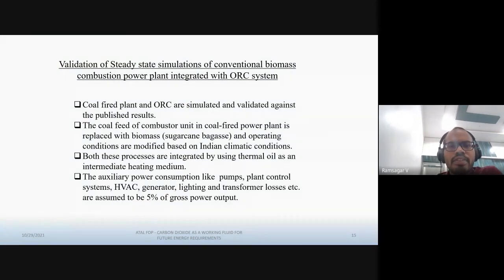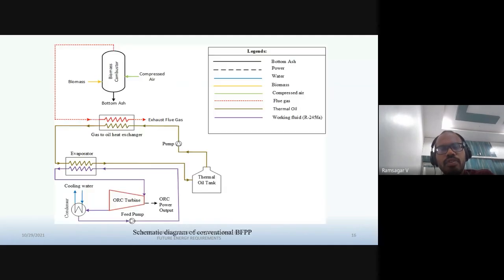So the validation first: the coal-fired power plant and ORC cycle are simulated as independent units, independent processes. Then they are integrated. Before integration, the coal feed in the combustor is replaced with biomass, and the performance is recalculated. Then integration of this biomass-fired power plant with the ORC cycle is done. Here the auxiliary power consumption in the plant is considered to be 5% of the gross power output. So this is the scheme of the conventional biomass-fired power plant.